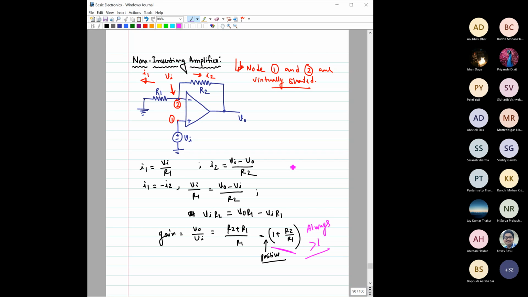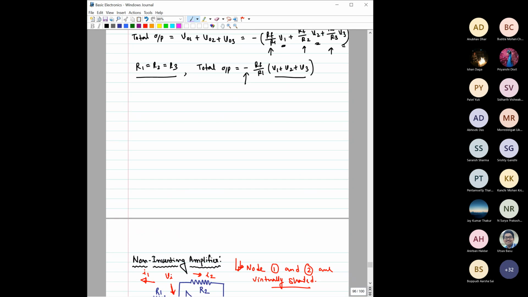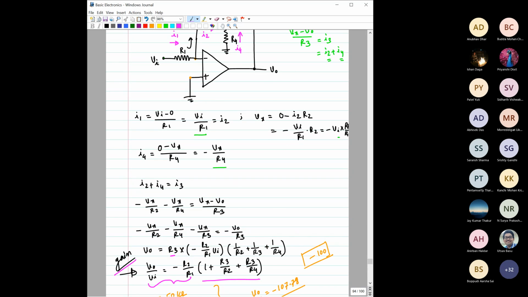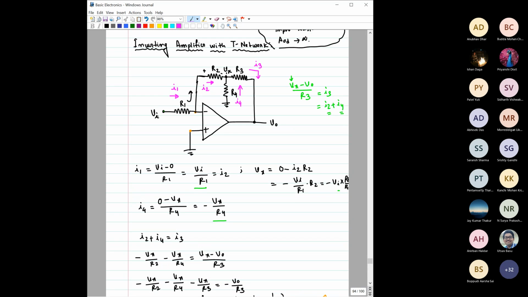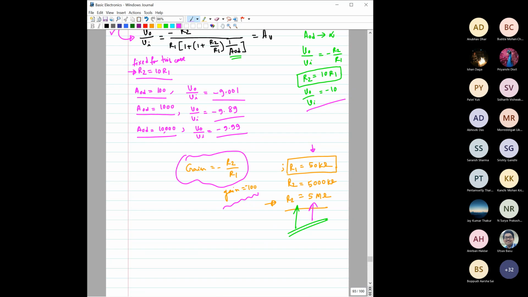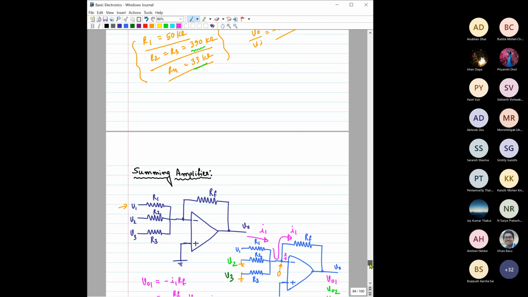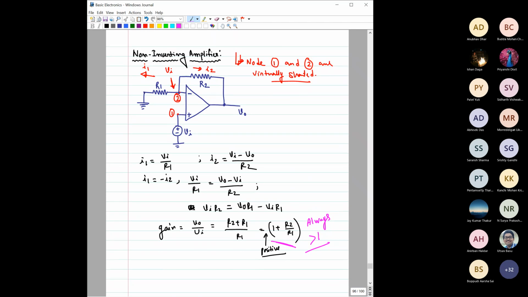But whereas for the previous case, we have seen the gain is equal to minus R2 by R1, right? Here the gain is minus R2 by R1. So if you choose the R2 value lower than R1, then you will not get any gain, right? However, for this particular case, whatever be the value of R1 and R2, you will get a gain of at least 1.